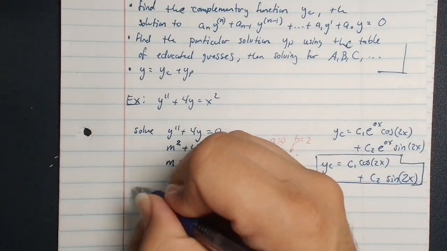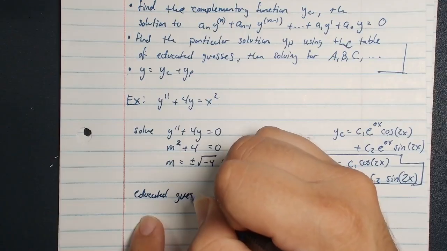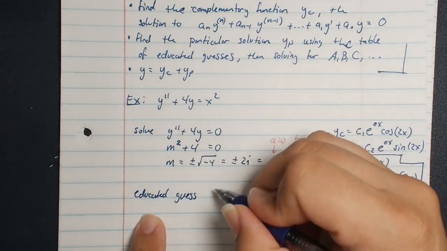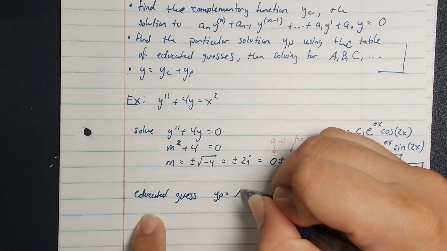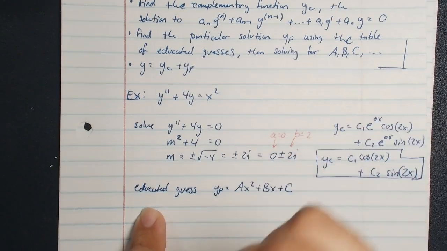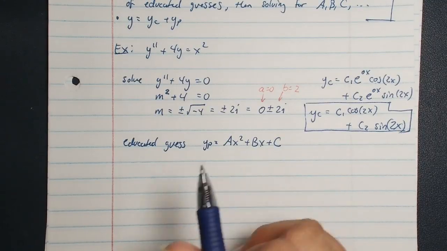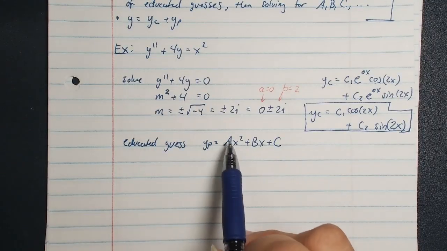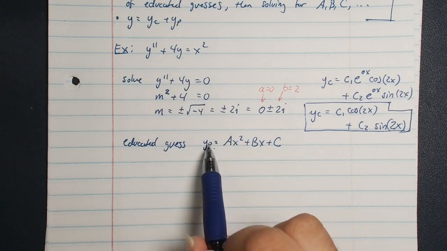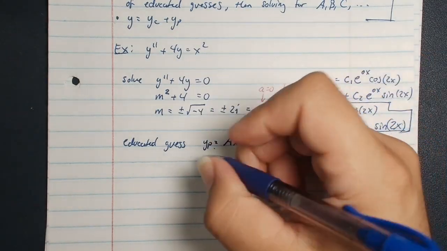Okay, so educated guess is that our y sub p will look something like ax squared plus bx plus c. Okay, so now we simply need to take this, plug it into this equation, right? We already know y is going to go in there. We're going to take the second derivative, plug it in there, and see if we can't solve for that a, b, and c there. All right, so let's give this a try.